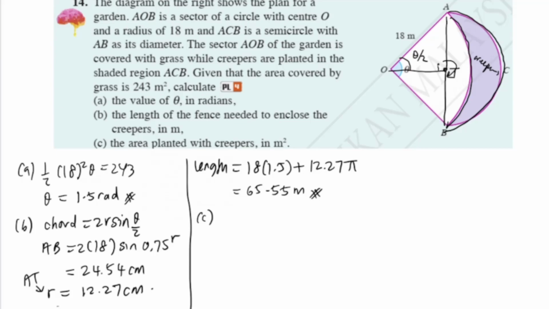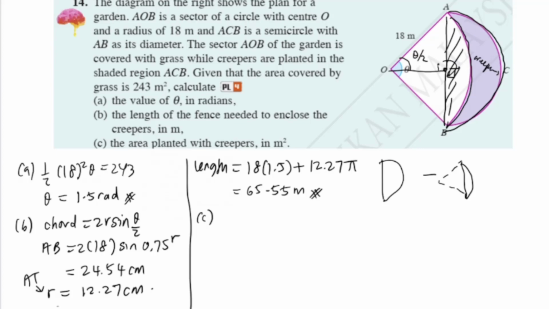Next, how do you find the area planted with the creeper? Again, you can use area of segment if you want, or you can use area of triangle one by one. I personally like area of segment. I would take this minus this. Let me draw this out. I would use this semicircle minus this segment to get the shaded region.